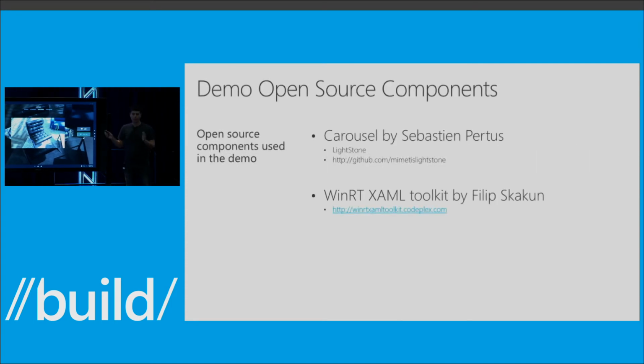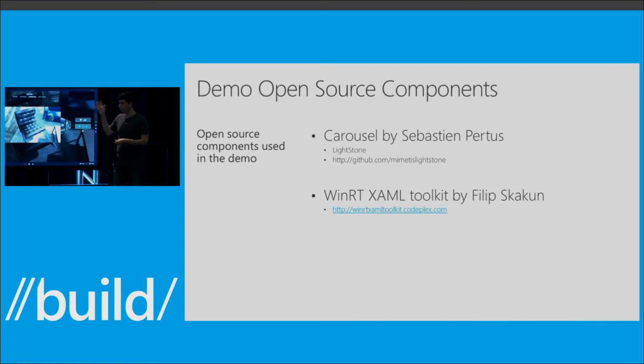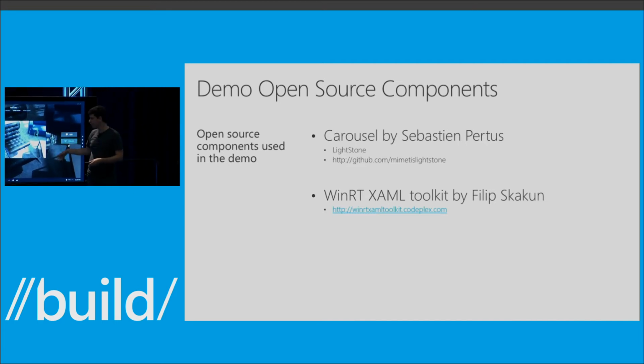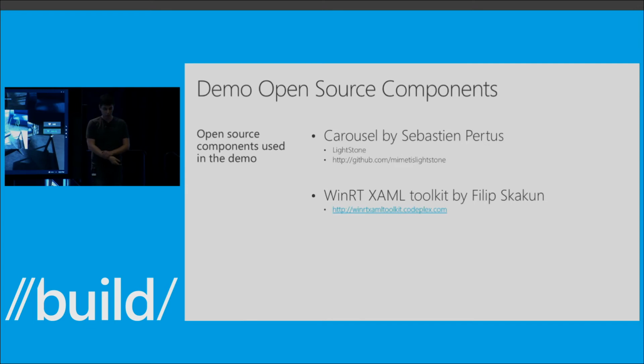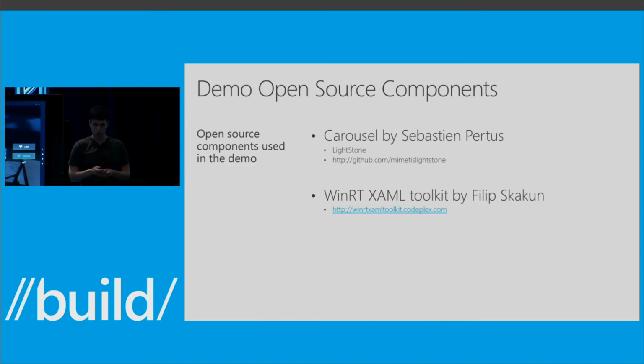So let's talk about the open source components. I just want to shout out, they both work at Microsoft, Sébastien Pertu and Philippe Skaken. They created the carousel and the WinRT XAML toolkit. I used that only on this third demo to do the cross-fading. So you can go and get them open source. Those projects are really cool. They have other versions. You can get that on the slide on the website as well.